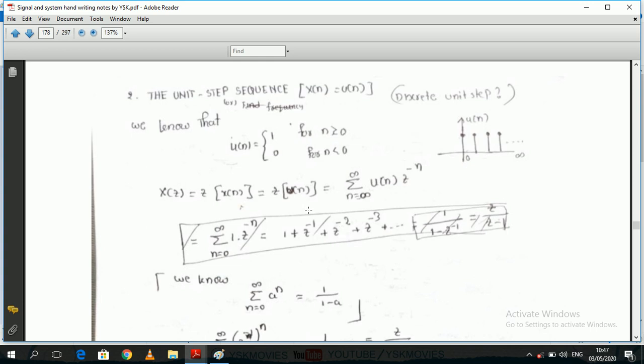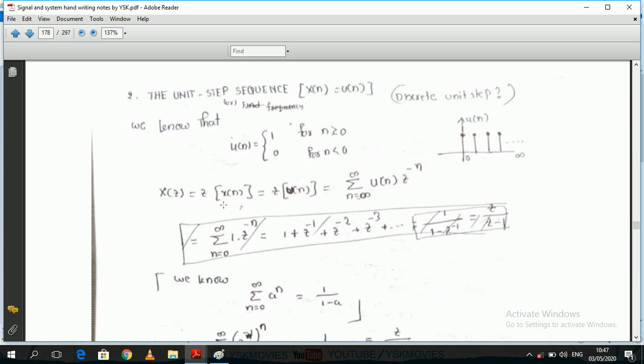After that, the unit step sequence. What is the Z transform for the unit step sequence? x of n is equal to u of n. In functional representation, u of n is equal to 1 for n greater than or equal to 0, and 0 for n less than 0. And this is the graphical representation. From 0 to infinity, the value is maintained at 1, but the left side sequence becomes 0.